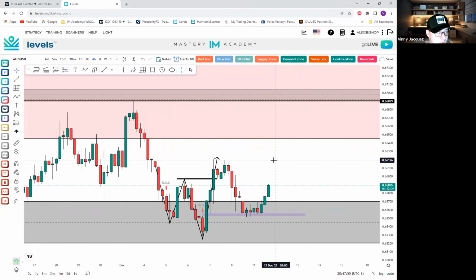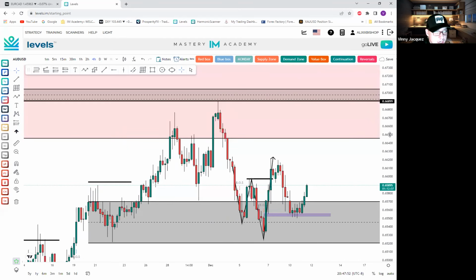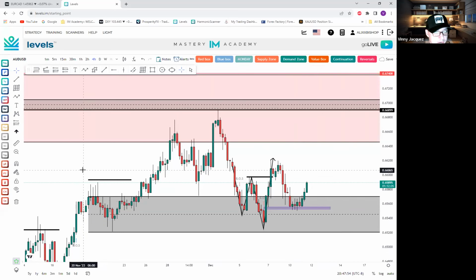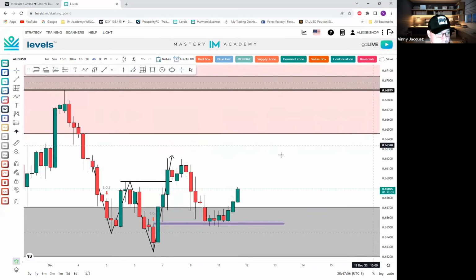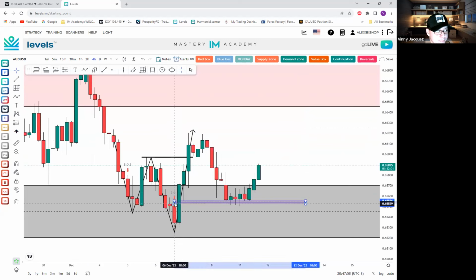So now we have another possible sell setup. Right? Let's go ahead and get rid of these. Actually, let's calculate risk right here. Let's go ahead and calculate risk.